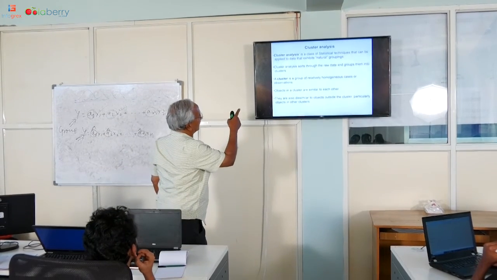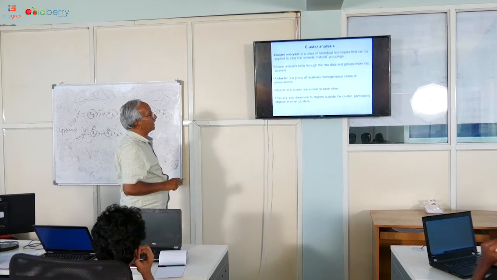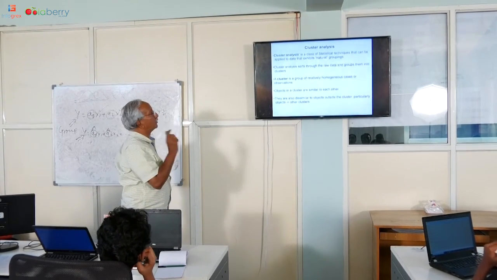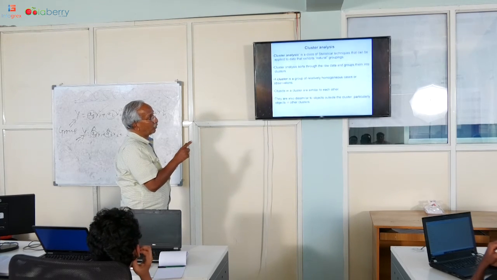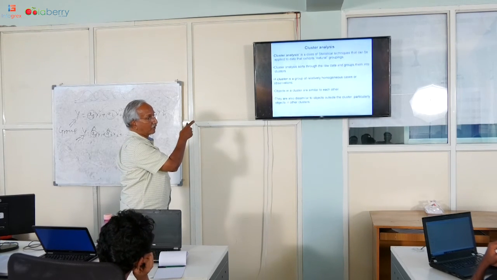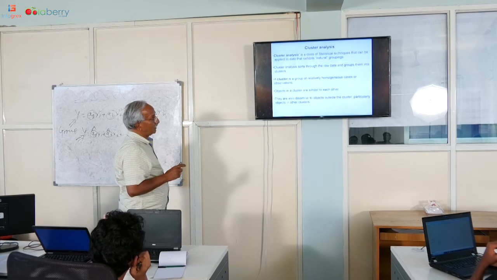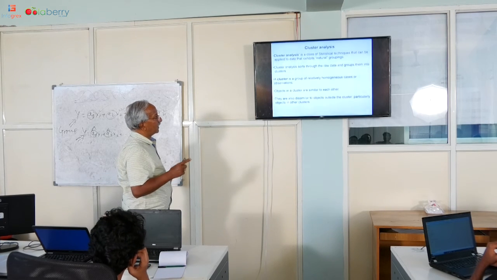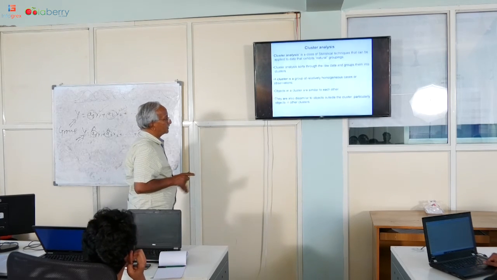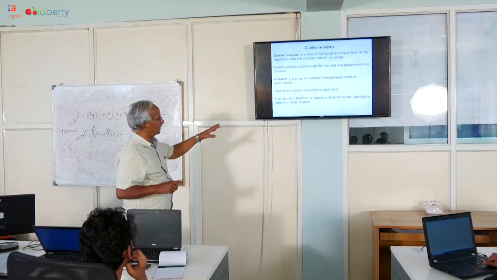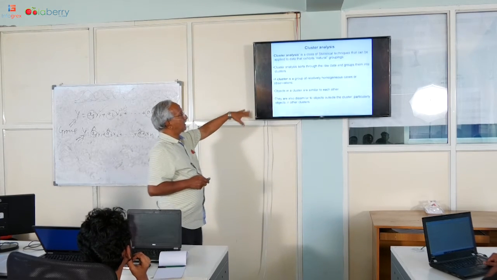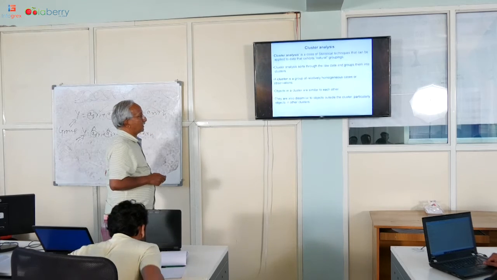So cluster analysis is a class of statistical techniques that can be applied to data that exhibits natural groupings. Cluster analysis sorts through the raw data and groups them into clusters. A cluster is a group of relatively homogeneous cases or observations. Objects in a cluster are similar to each other, and they are dissimilar to objects outside the cluster. So that is how you do the cluster analysis.